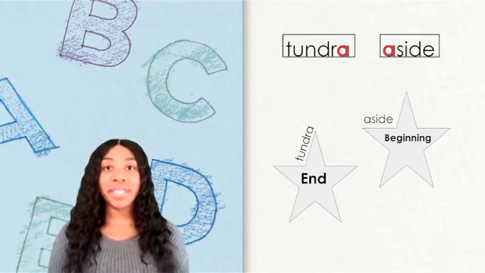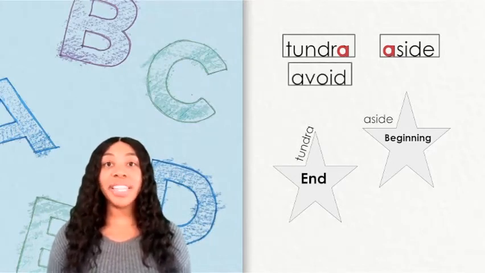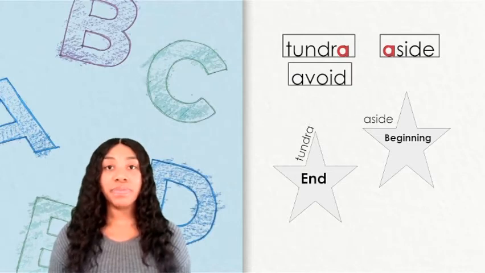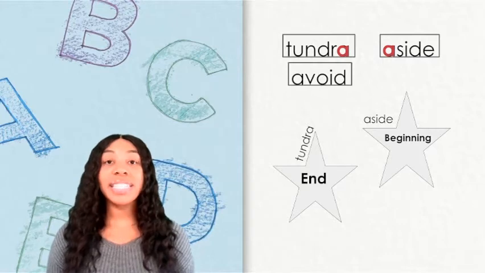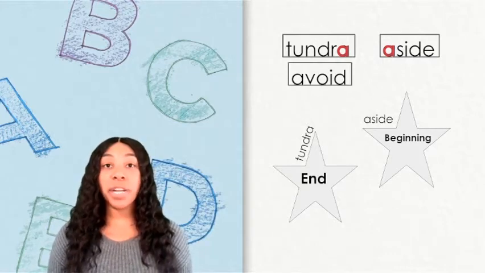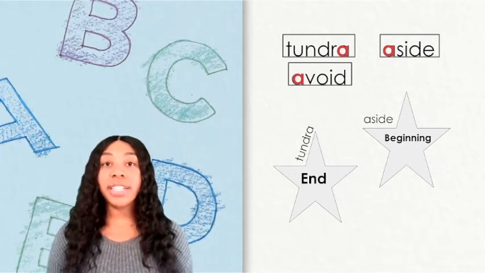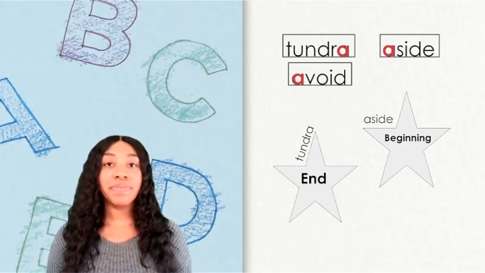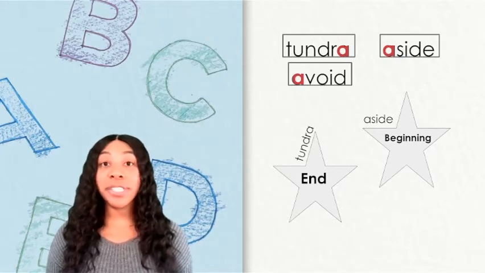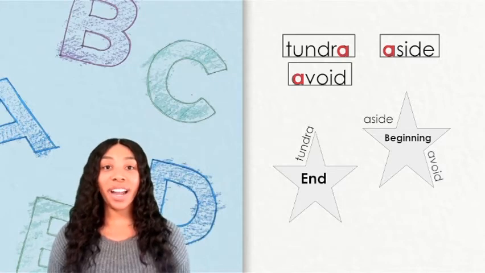Let's try another word. Can you read this word? The word is avoid. This word begins with A, but it sounds like uh. Which star does this word belong on? Avoid also belongs on the beginning star.